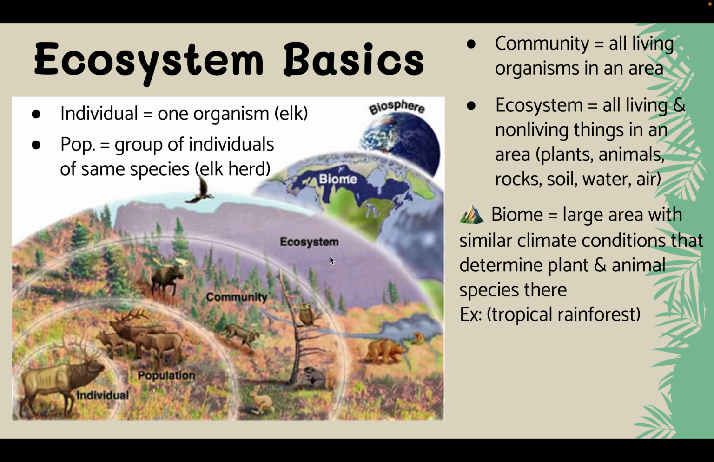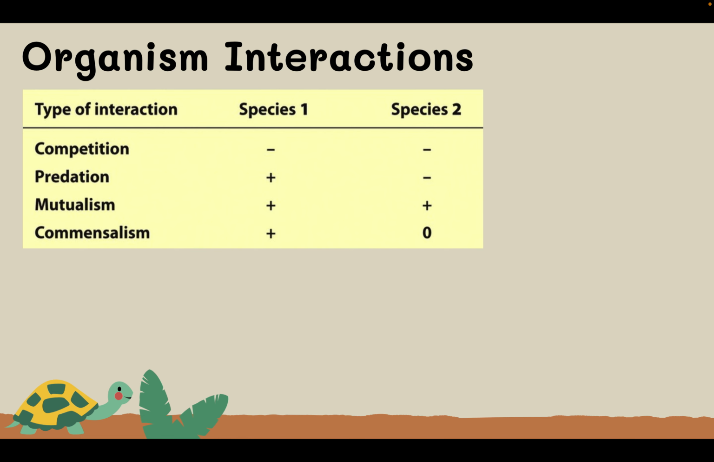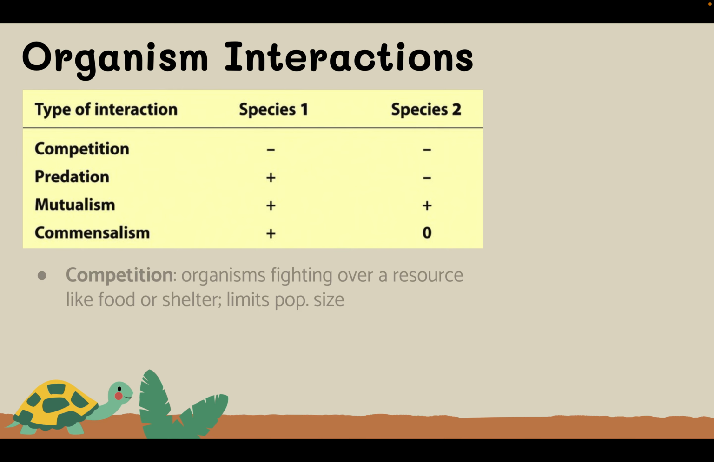And then the larger area that we kind of stick to and where we really hang out is a biome. Biomes will come into play when we're talking about topics 1.2 and 1.3. Biomes are large areas with similar climate conditions that determine the plant and animal species that are there. An example of a biome that you might have heard about is a tropical rainforest, and the climate conditions really determine what can live there, and we'll talk about that more in a little bit. So there are different types of organism interactions that you need to know about. Let's talk about those.